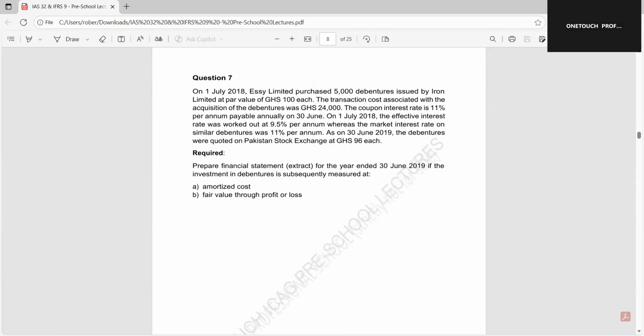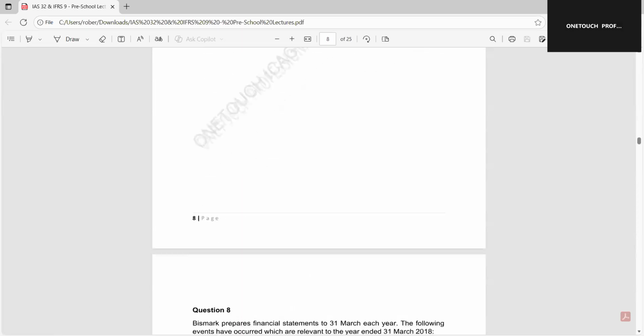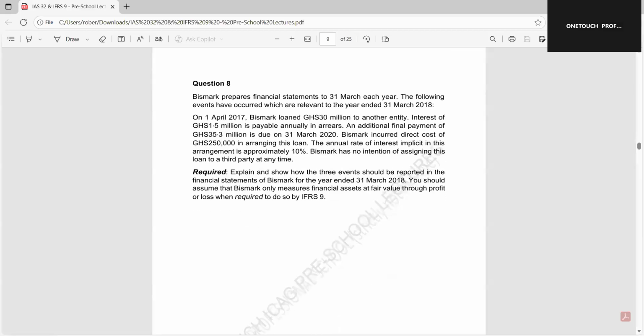Question 7, they have already indicated whether we go for amortized cost or fair value, so I want one that is not clear. Okay, question 8. Bismarck prepares. Can you take us through question 8?